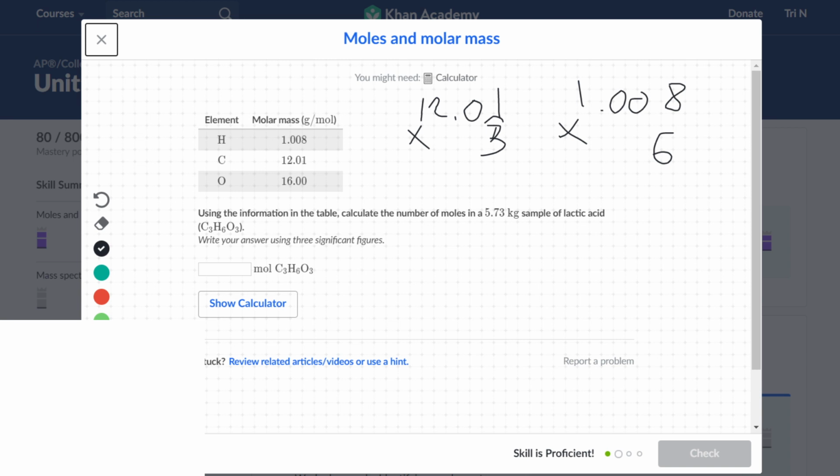And the same thing happens for oxygen. We have 16.00, and we times it by 3 because we have C3H6O3. We have O3, which means 3 oxygens. So let's do those calculations: 12.01 times 3, 1.008 times 6, and 16.000 times 3. That should give us 3 different values, and I will show them in my calculator right here.